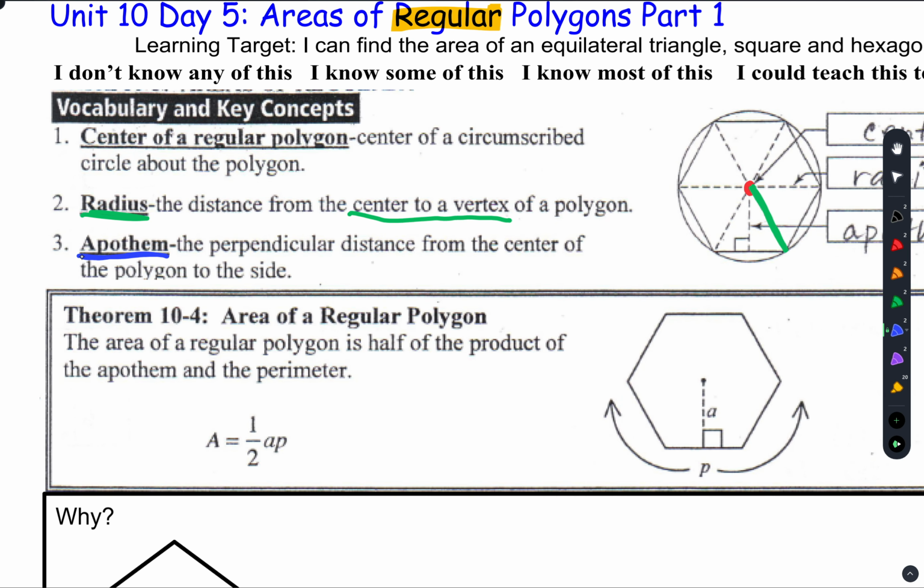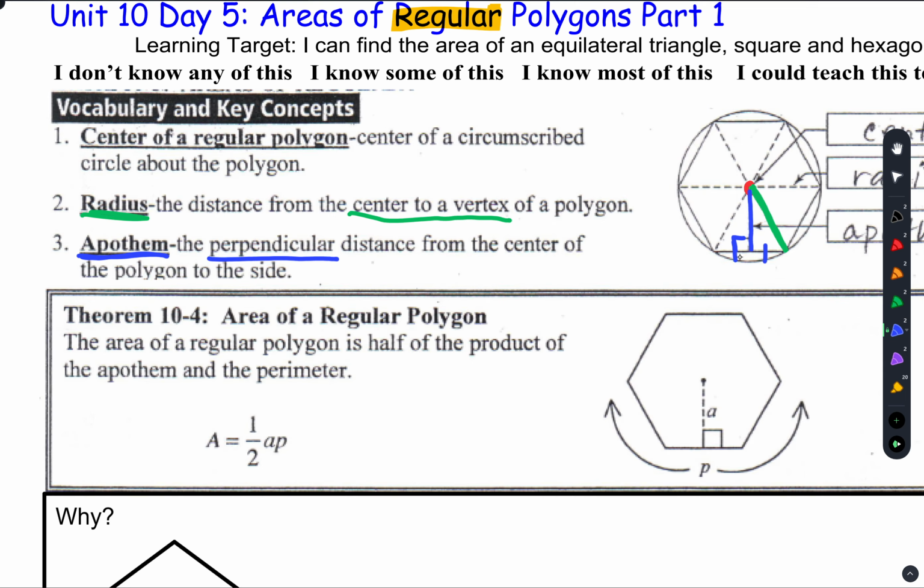Our new vocab word is this word apothem. Apothem is perpendicular, and it is the distance from the center to a side. So it goes from that center point straight down to the side. It forms a right angle, and also because of its property as a perpendicular bisector, it's going to make both of these pieces congruent. So both of those pieces of the side, basically, it's the line that goes from the center of my polygon straight down to the middle of one of my sides at a right angle.